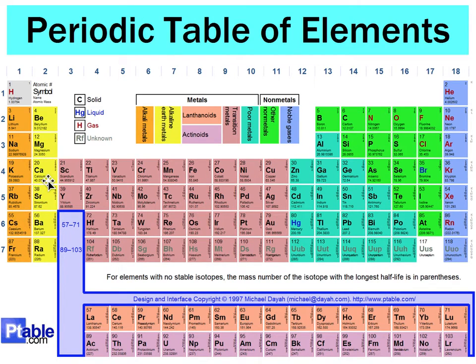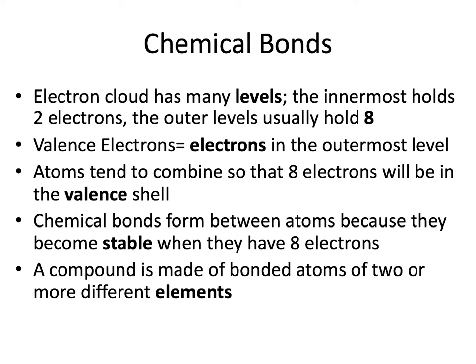This is how elements are organized on the periodic table. It's by protons. Now, the electron cloud has many levels, but the innermost holds 2 electrons, and the outer level usually holds 8. The outer level is also known as the valence shell, and the electrons in it are called the valence electrons. These outer electrons are the ones that participate in chemical reactions.